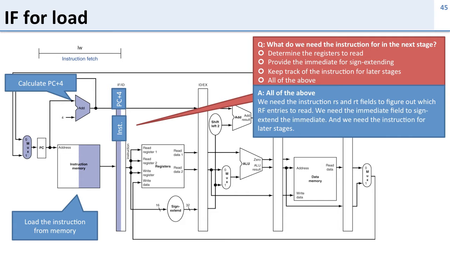Well, the answer is all of the above. We need the instruction's RS and RT fields to figure out what registers to read in the next stage. We need the immediate value so that we can sign extend it in the next stage. And then in later stages, we need the instruction information so we know what ALU op we're going to do. We know if we should take a branch or read memory. So we're going to need all of this data later on.